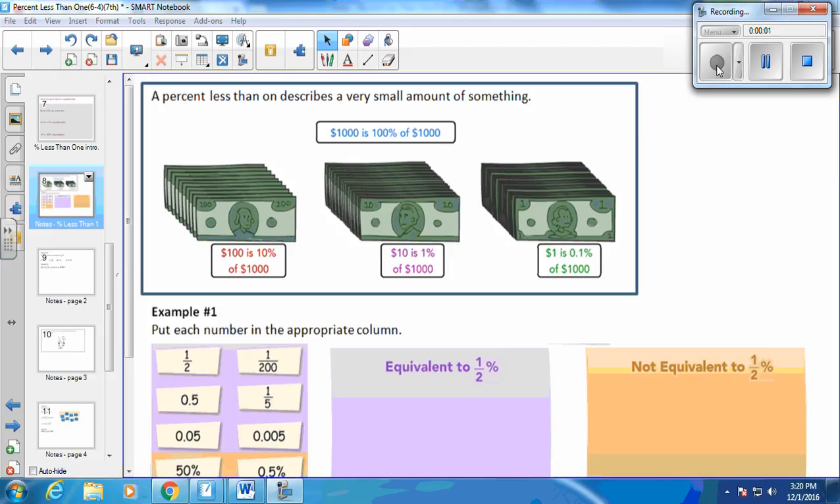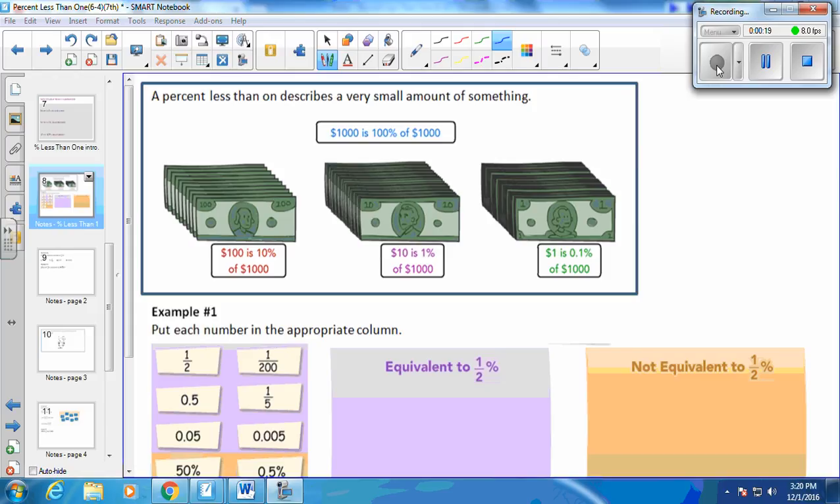Hi there. Today we're going to be talking about percents that are less than 1%. We have been focusing on percents that have always been greater than 1%. Now we're going to be talking about fractions and decimals within a percent. So I just want to talk about something very quickly before we move on here.